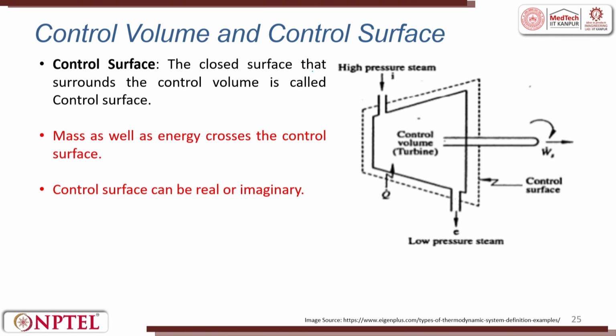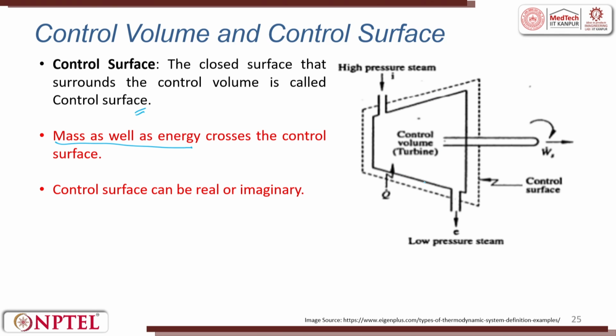The closed surface that surrounds the control volume is called the control surface. So, you have a control volume, a turbine is there, and you close it. Then there is a Q which goes in, it does work, and work comes out of it. So, the closed surface that surrounds the control volume is called the control surface. Mass as well as energy crosses the control surface. Please keep that in mind.